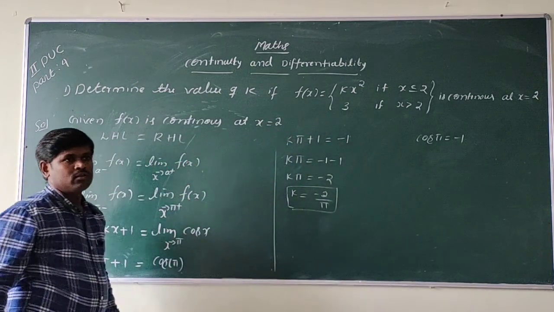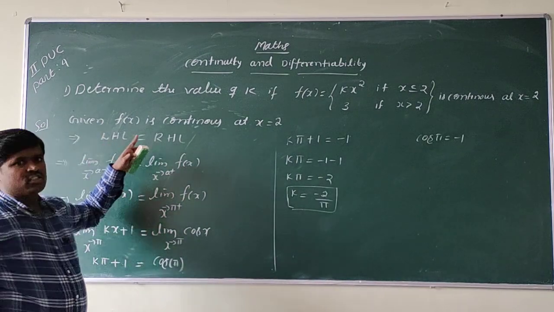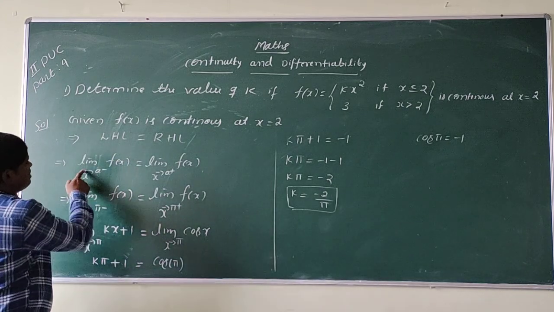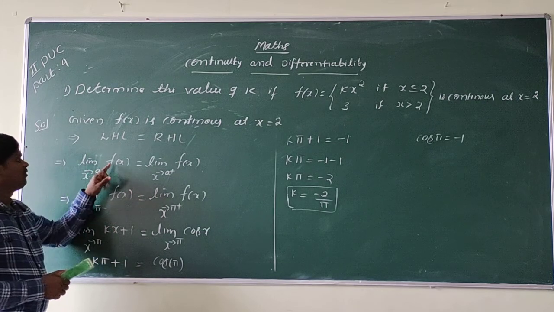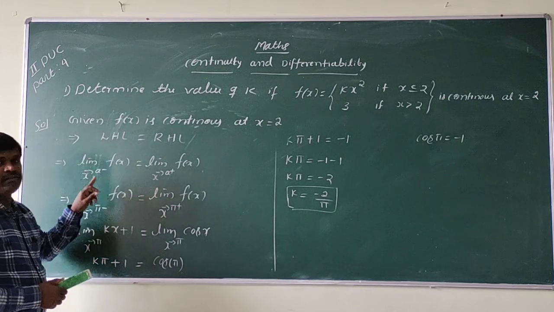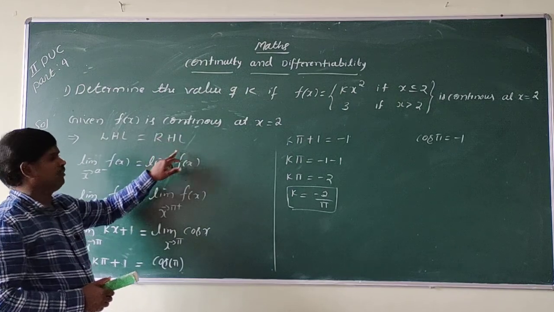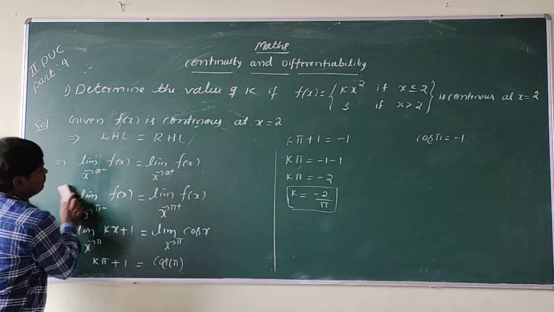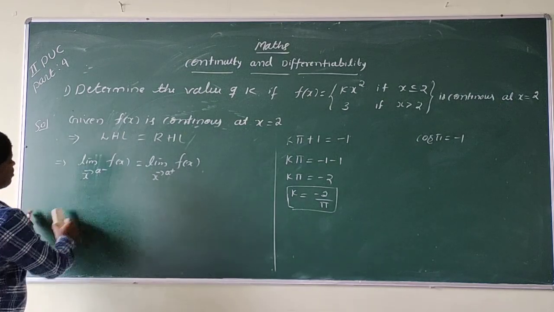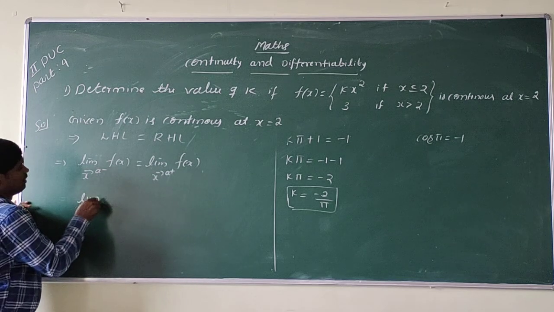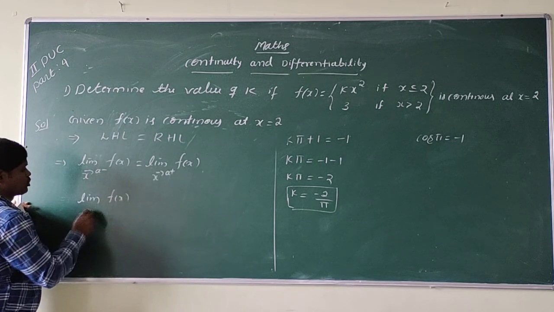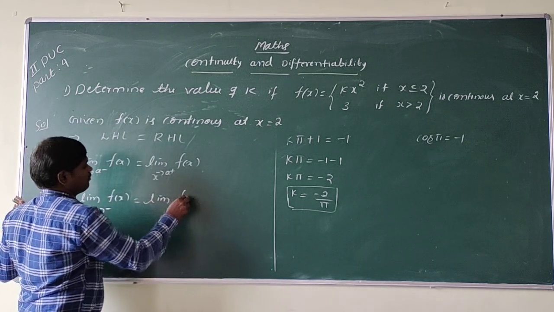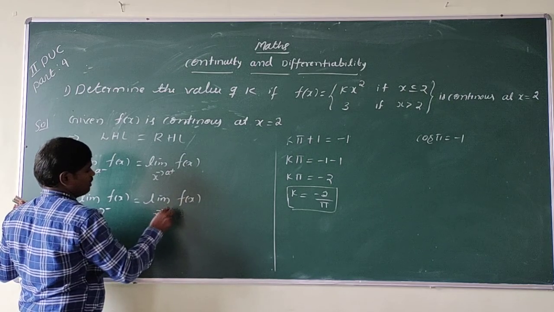Is it clear? It is continuous at x is equal to 2, which implies left hand limit is always equal to right hand limit. So by the definition we can write the limit of f of x as x tends to a minus, and by the definition of right hand limit, the limit of f of x as x tends to a plus. So the limit of f of x as x tends to 2 minus, the left hand limit, is equal to the limit of f of x as x tends to 2 plus.